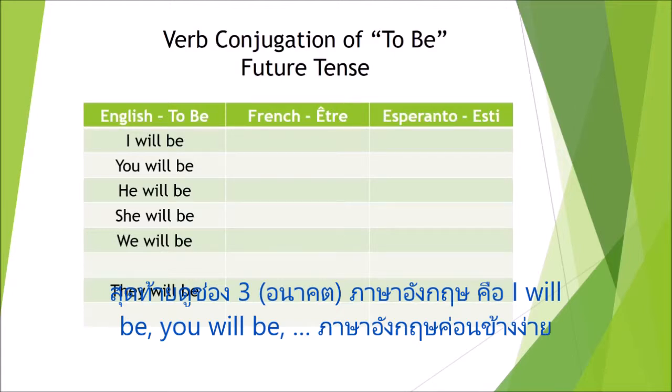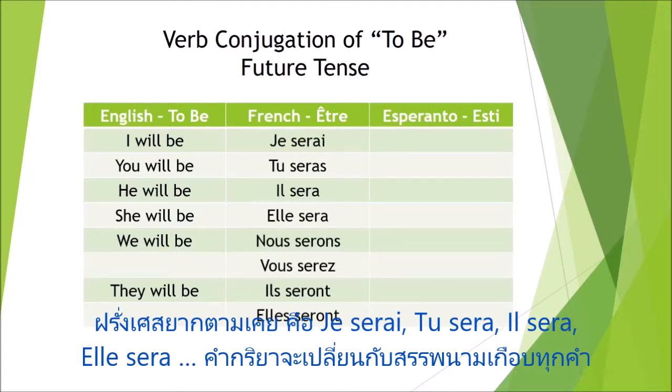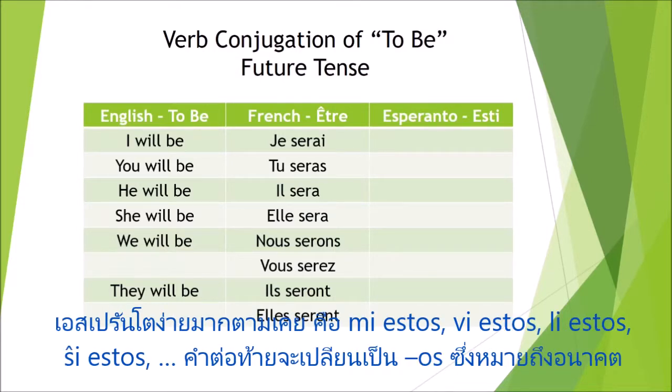Now French is complicated yet again. So we have je serai, tu seras, il sera, elle sera, and so on. And as you can see, the verb is different for nearly every pronoun in the list. Esperanto, once again, very simple. So we have mi estos, vi estos, li estos, ŝi estos, and so on down the list. As you can see, the ending has now become os, which in Esperanto signifies future tense.